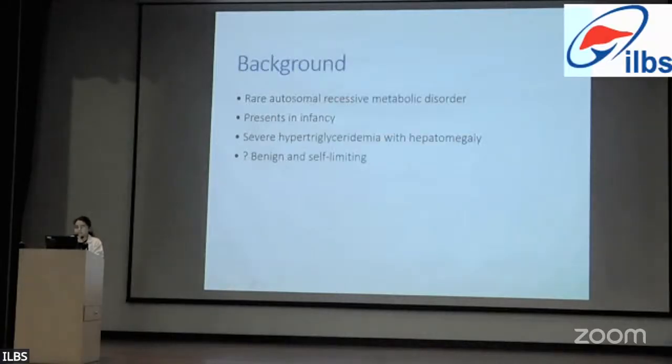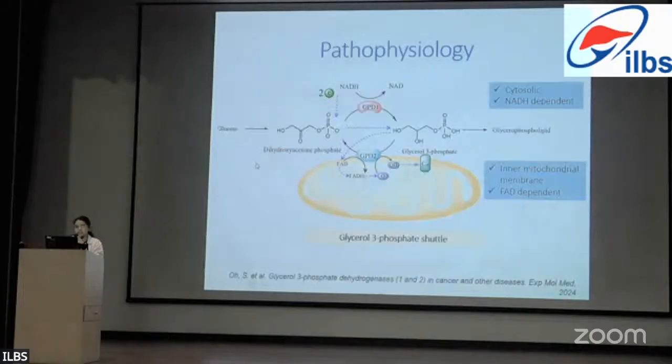So what is this defect? It is a rare autosomal recessive metabolic disorder, usually presents in infancy with severe hypertriglyceridemia and hepatomegaly, and previously described as benign and self-limiting, but there is new literature which suggests otherwise.